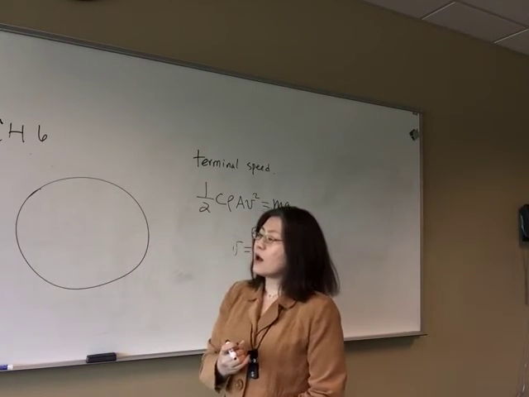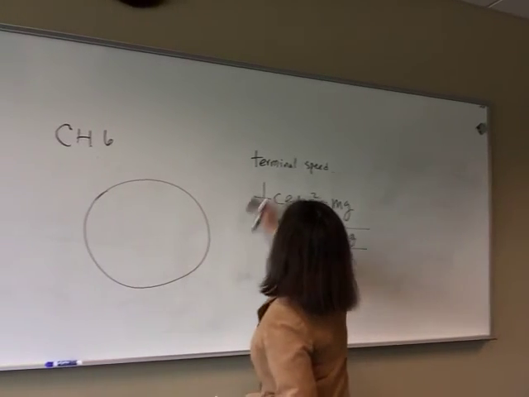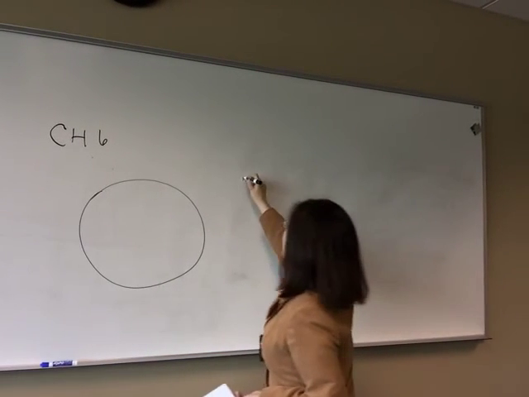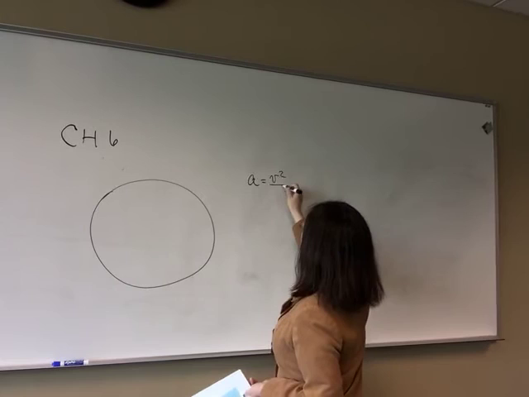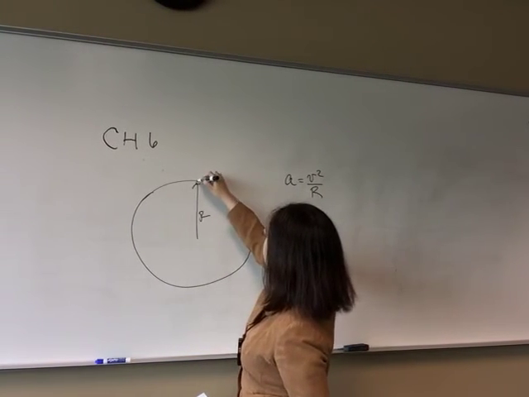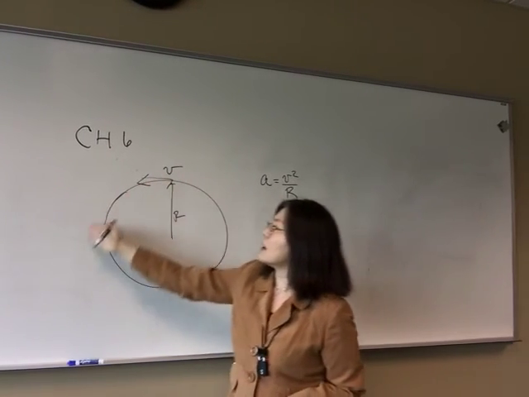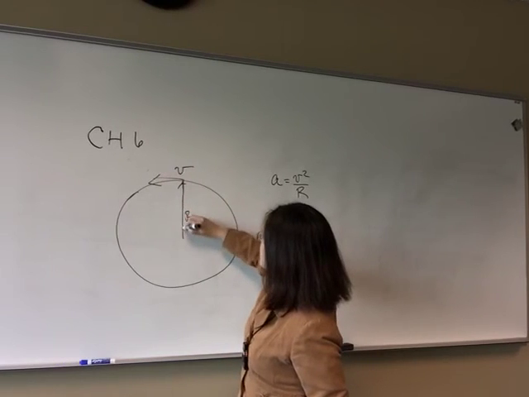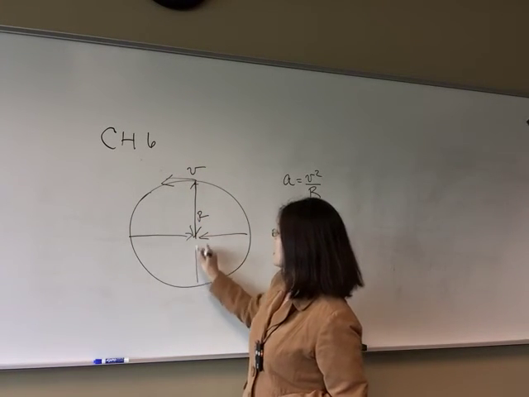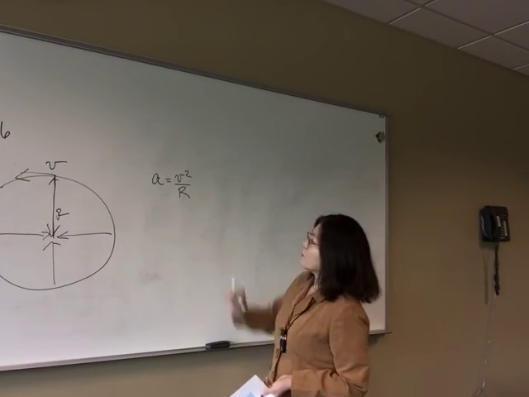We also have the equation for the acceleration. The centripetal acceleration has a magnitude of v squared over r, where r is the radius and v is the velocity. The centripetal acceleration is always directed toward the center. So the centripetal acceleration has a magnitude of v squared over r.